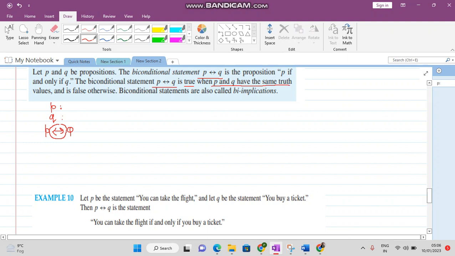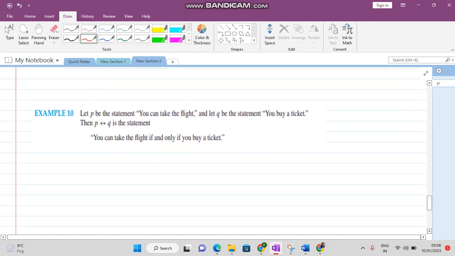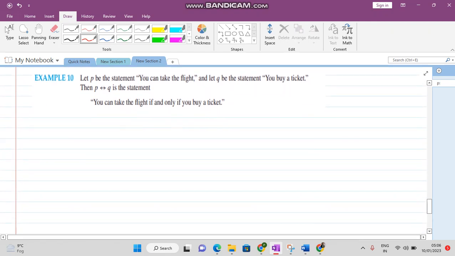We learn these things with the help of one example. The P statement is: you can take the flight. And the Q statement is: you buy a ticket. The biconditional is also expressed as "if and only if". Both statements might be true, one might be true and another false, one might be false and another true, or both might be false. So the statement is: you can take the flight if and only if you buy the ticket.